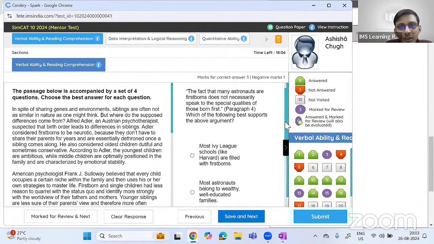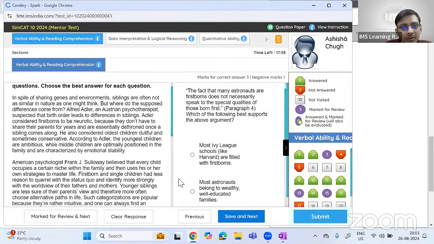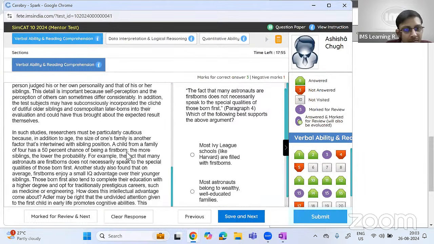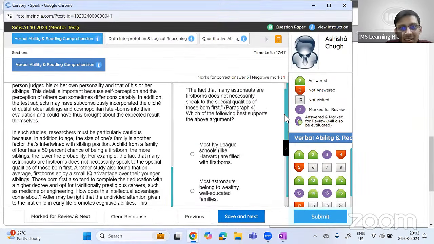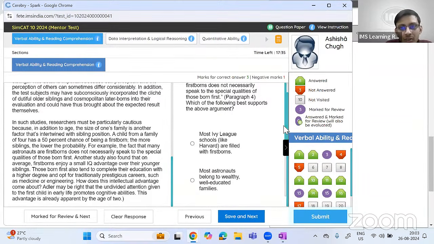The fact that many astronauts are firstborns does not necessarily speak to the special qualities of those born first. Which of the following best supports? Paragraph 4. So we had that here. And which of the following supports this argument? Okay. Most Ivy League schools are filled with firstborns, that seems to be supporting. Okay, no, firstborns do not have special qualities necessarily. Ivy Leagues are filled with firstborns. They seem to be special, so not the correct option.